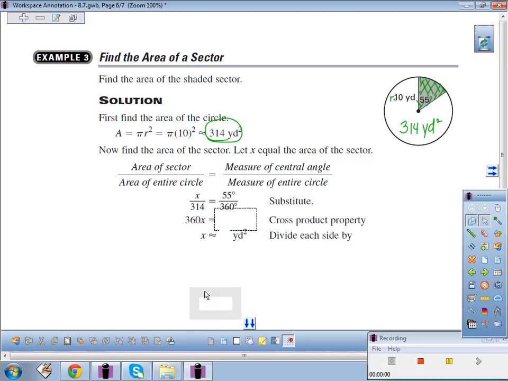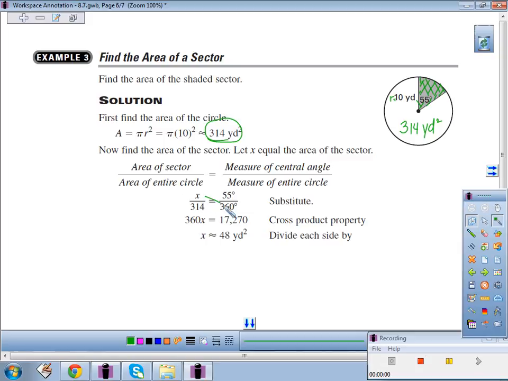So when we plug in those numbers, we don't know the area of the sector, so x goes in that spot. We know the area of the entire circle is 314. And now we know that this is only 55 degrees of the circle, and we know an entire circle has 360 degrees. So 55 out of the whole part, 360. And we can cross multiply and solve for x here.